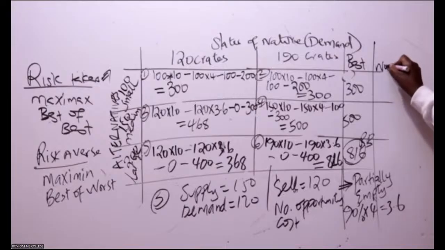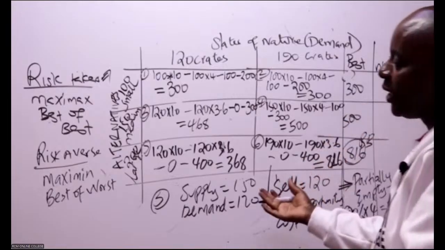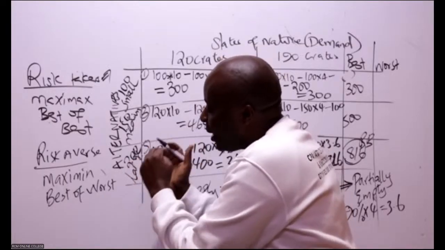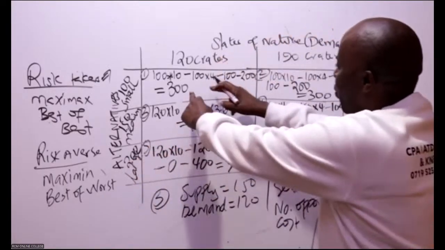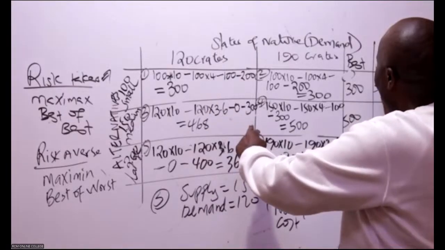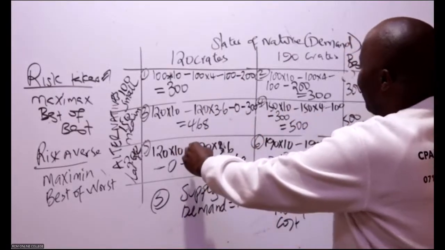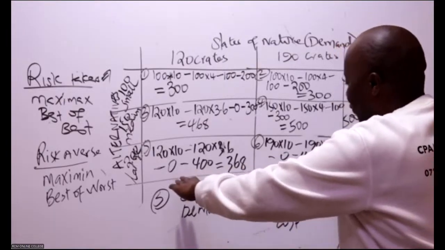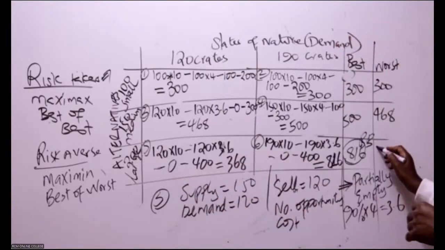So in this case, we start with the second part, worst. To them, things don't work out very well, so you advise them on the basis of the worst scenarios. The worst for small is 300. The worst for medium is 468. And the very worst, in this case for large, is 368.